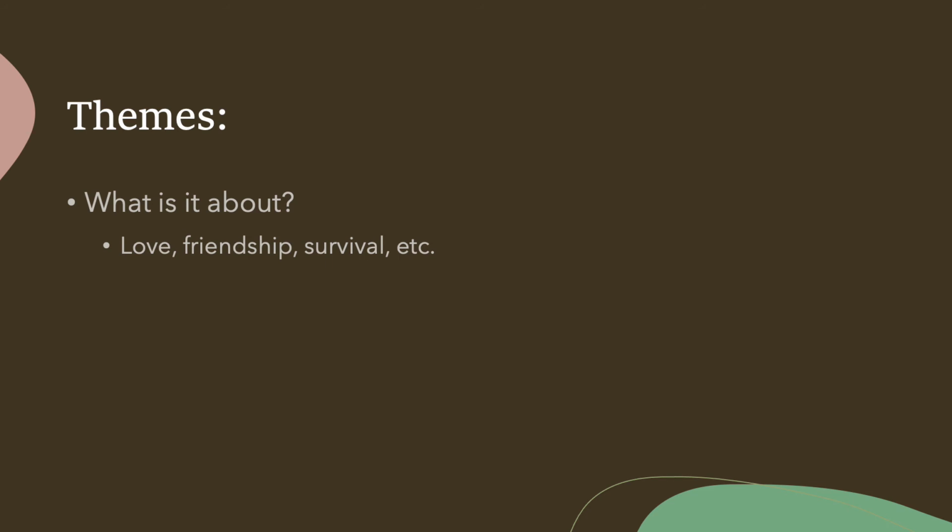Lastly, we have themes. That is, what is the story about? Is it about love? Is it about friendship? Is it about survival, like in The Life of Pi, etc.? And you can give me some example in the book where it's clear to see that, okay, the story is about love, the story is about friendship, etc.